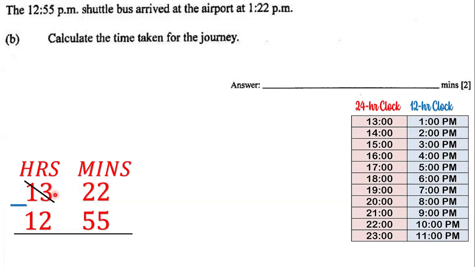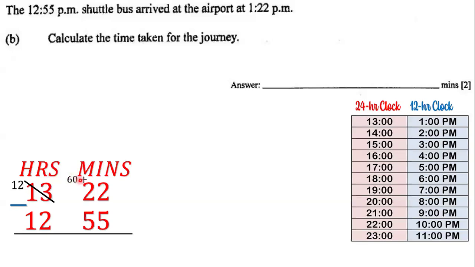So we're going to take a whole hour. So this is 13 hours. We're going to take a whole hour and borrow that whole hour and put it onto the minute side. That's going to help us because 22 is less than 55, and that's not going to work because we're subtracting them. So it's 13 hours, and now since we took away an hour, it's going to be 12 hours. Now, notice that we're borrowing a whole hour. So when we take that hour and put it on the minute side, it's actually going to be 60 minutes. And so that's why we have 60 minutes here.